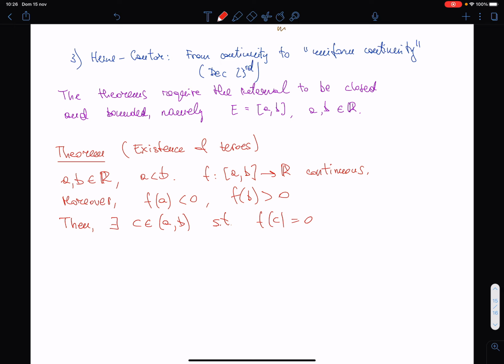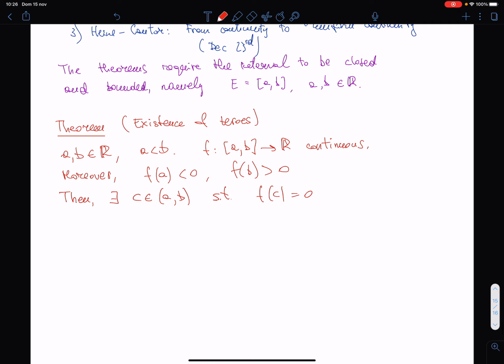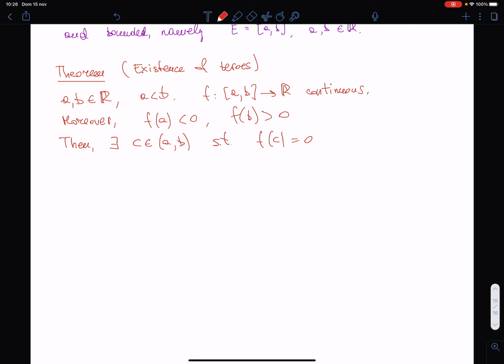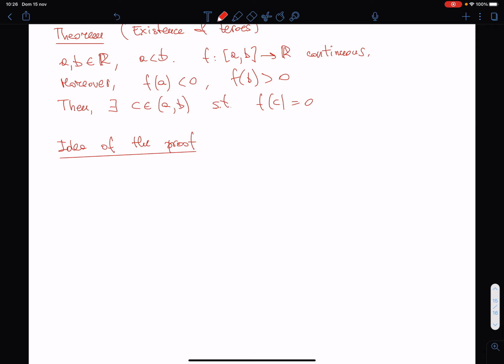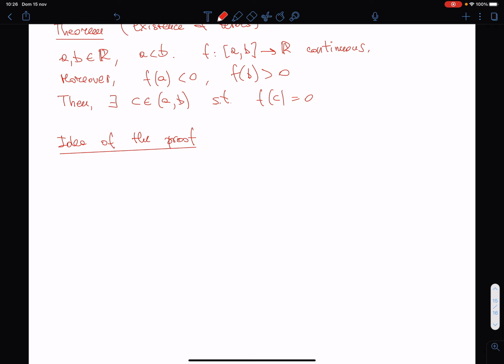So first, before giving you the proof, I will start by giving you the idea of the proof, which probably will make it easier for you to follow the proof. I find this proof, I already told you, very beautiful and very instructive too. We will use some tools from sequences and so on.